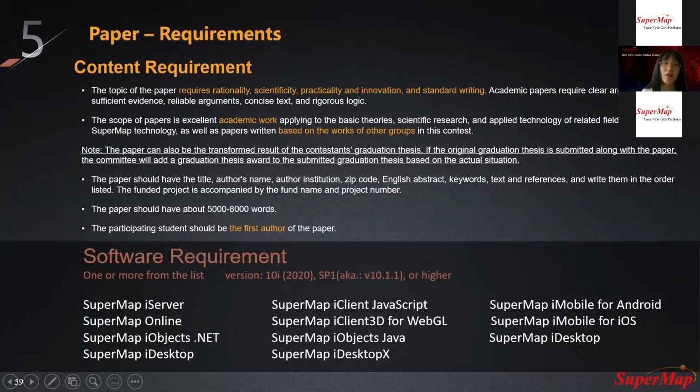And if you're working on projects for other groups in this contest, and you think your work is good enough to write an academic paper, then you can write it and submit it for the paper group. And the participant students in this group must be the first author of the paper.